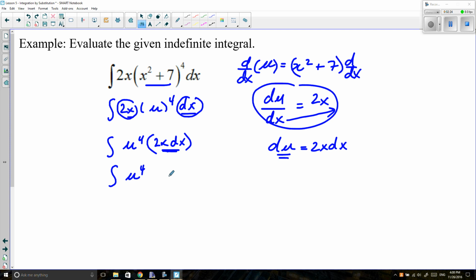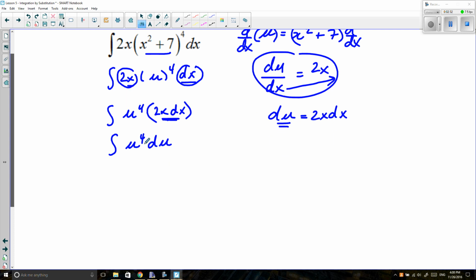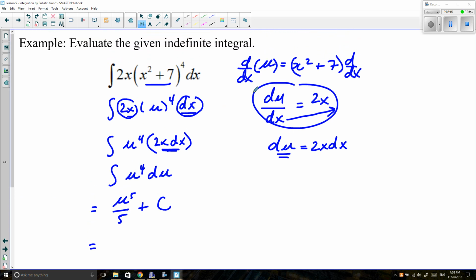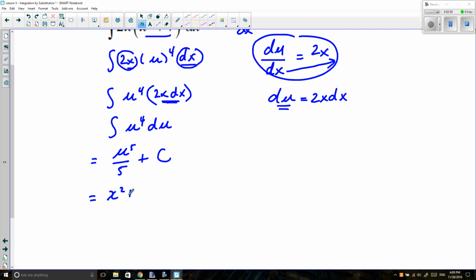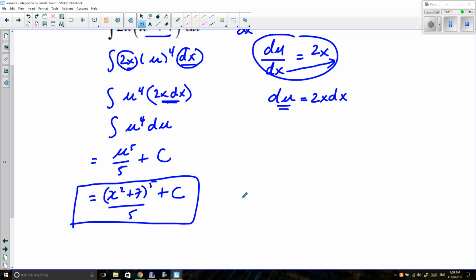2x dx is du. Now I can integrate this because everything's in terms of u, and everybody should know how to integrate u to the power of 4. That's just u to the power of 5 over 5 plus c. Now, I wouldn't state that as the final answer. I have to replace u with whatever I made it equal to in the beginning, and u was x squared plus 7. So I get (x squared plus 7) to the power of 5 over 5, plus c, as the integral of that function. That's pretty much how you do that question.